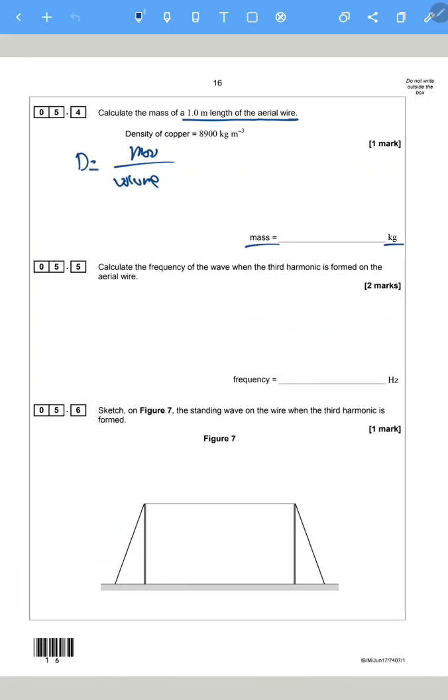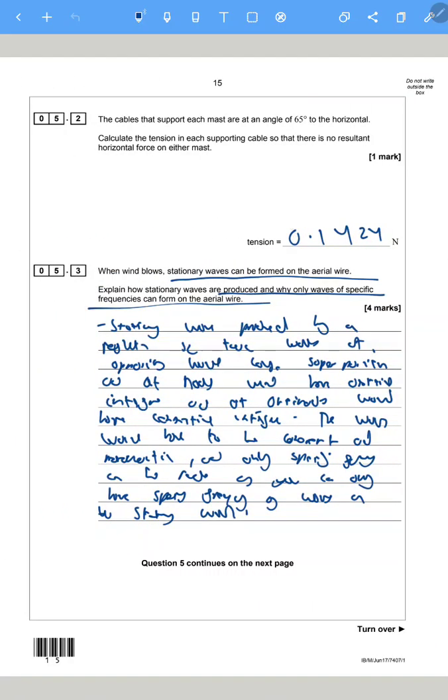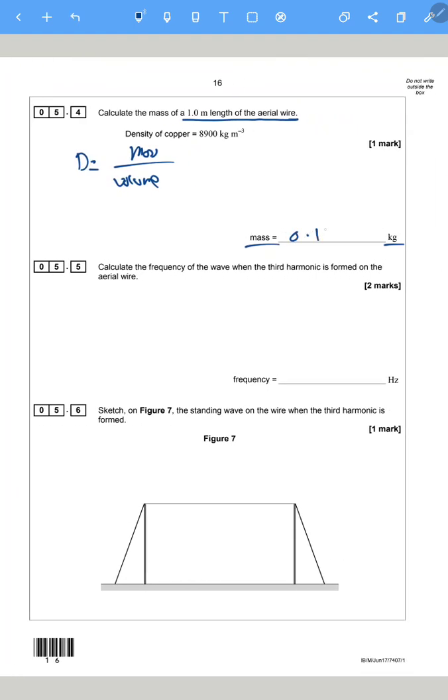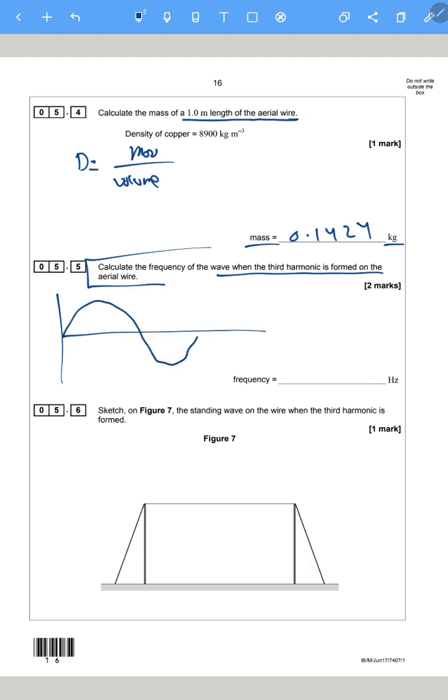0.1424. Nope, wrong place. 0.1424. Calculate the frequency of the wave when the third harmonic is formed on the aerial wire. The third harmonic is the one which looks like, okay, draw the thing out. Let's look like that. I think I might redo this again at the end of the year just to see.